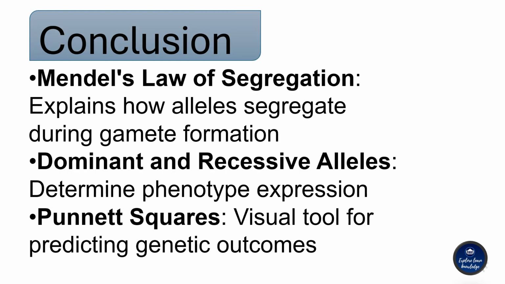So, in conclusion, Mendel's law of segregation explains how alleles segregate during gamete formation and how they combine during fertilization. Dominant and recessive alleles determine phenotype expression, and Punnett squares are useful tools for predicting genetic outcomes. This law forms the basis for understanding genetic inheritance patterns and is crucial for the study of genetics.